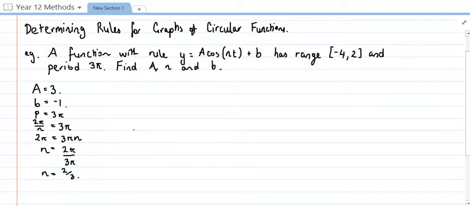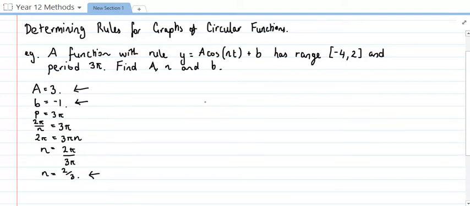Now we've actually answered the question there. We've found out what a is right here, we've found out what b is right there, and we've also found out what n is. We don't have to do anything else, but I think typically you would be asked to determine the rule of the function or something like that, and I don't know what the point is of doing a question like this without that.